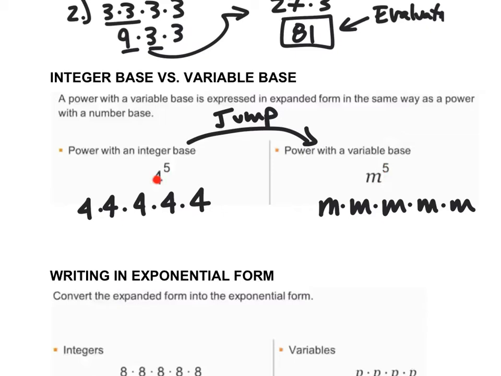Now if you have a number raised to a power, you can do the math and evaluate. So if I do 4 times 4 times 4 times 4 times 4, 1, 2, 3, 4, 5, I get 1,024. These numbers get really big. 4 to the 5th power is really just 1,024, and that's the idea.